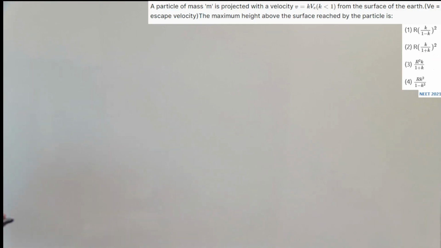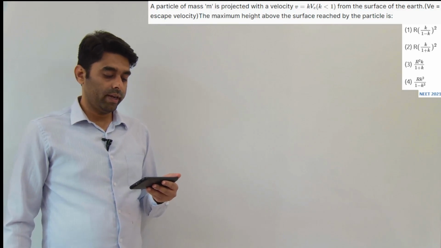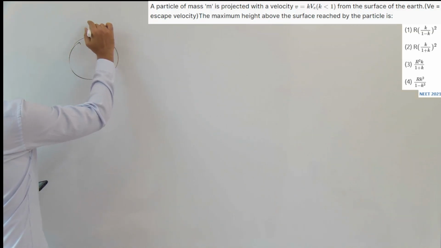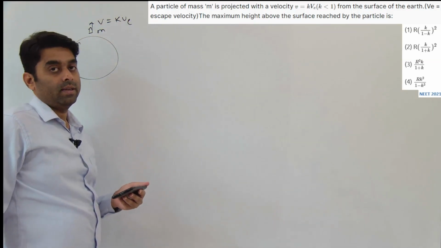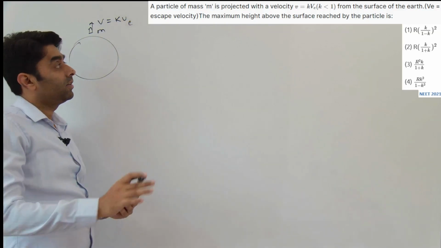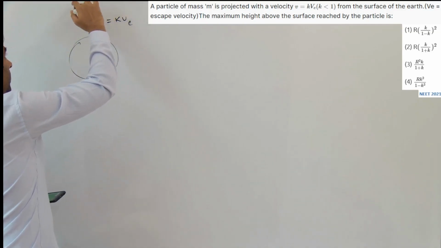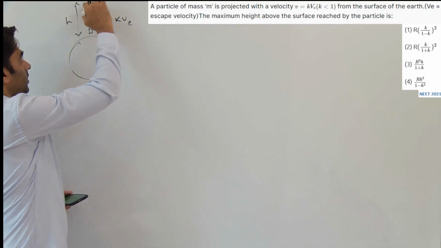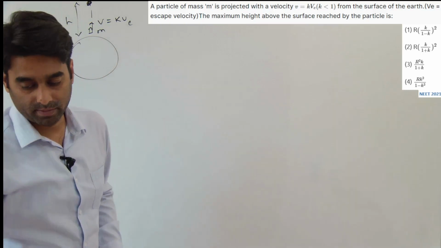So the next question is, a particle of mass m is projected with a velocity v equal to k times Ve. Here k is less than 1 and Ve is the escape velocity. If k is less than 1, obviously it will not escape the gravitational pull of Earth. It will reach some height h and then its speed will become 0. They are asking the maximum height above the surface reached by the particle.